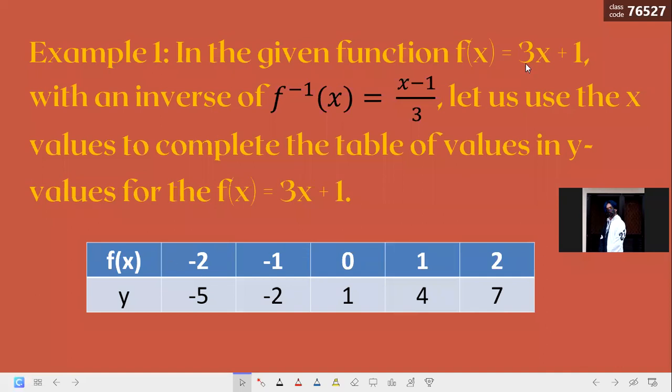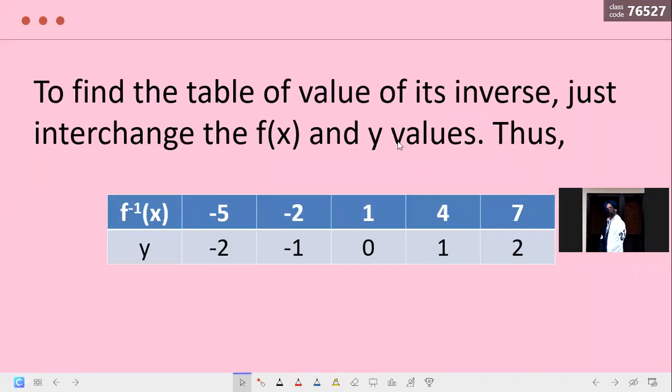So ito po yun. If we substitute negative 2 dito, we'll have negative 6 plus 1, kaya negative 5 siya. Negative 1 times 3 is negative 3 plus 1 is negative 2. So these are the values of x and y for the original function. Then in the case of representing the table of values for its inverse, hindi tayo nag-solve for the inverse para sa table of values.